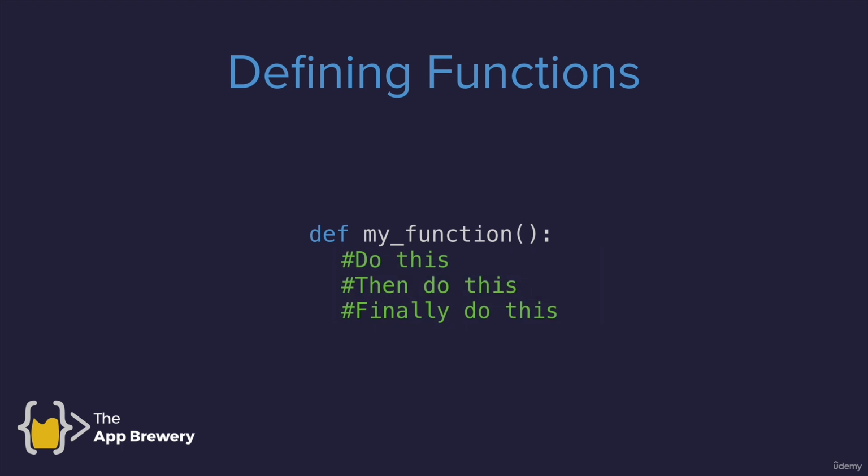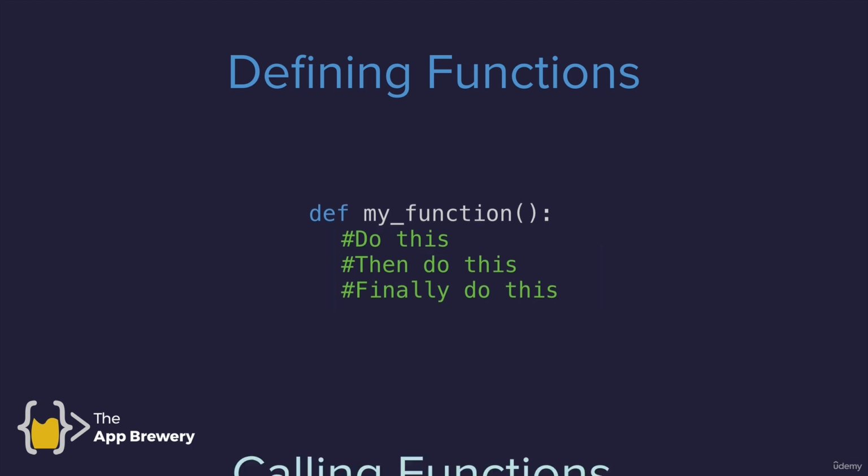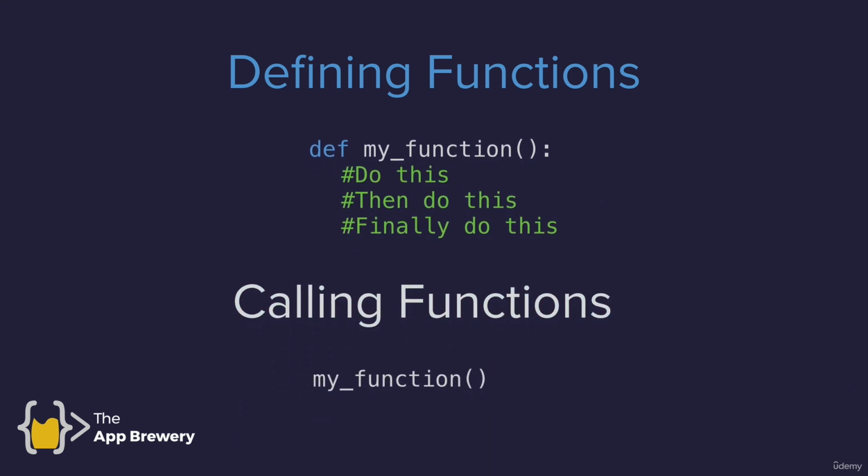So once you've defined the function, you've created the recipe, the next step is to actually use it, which in programming lingo, we would say calling the function. And we call the function just by specifying the name and a set of parentheses. And once the computer sees this line of code, it'll know to go and carry out all the instructions inside where we defined our function.